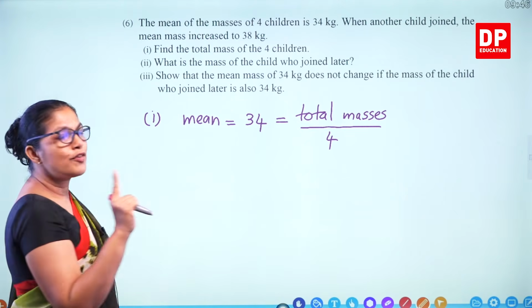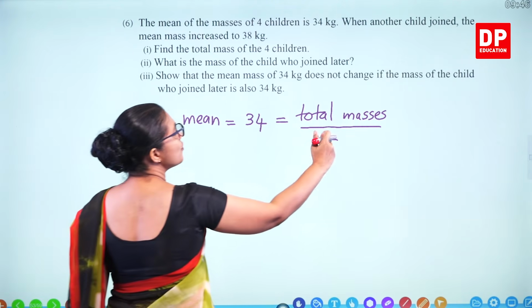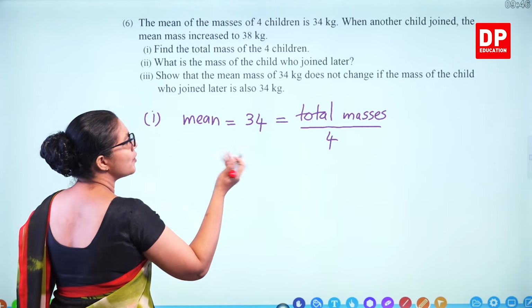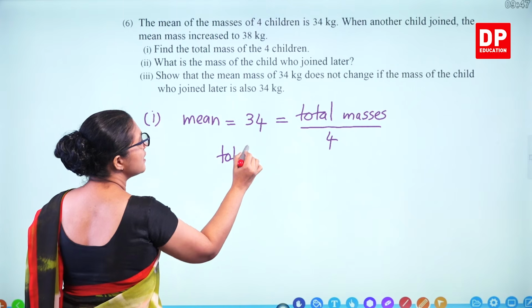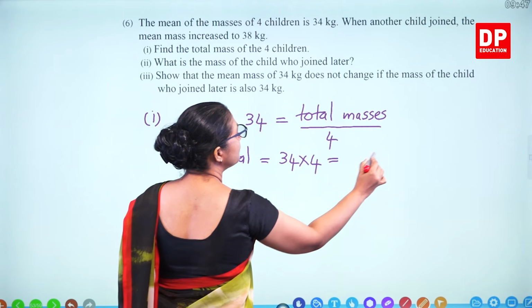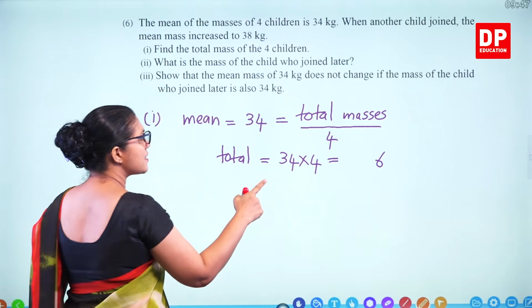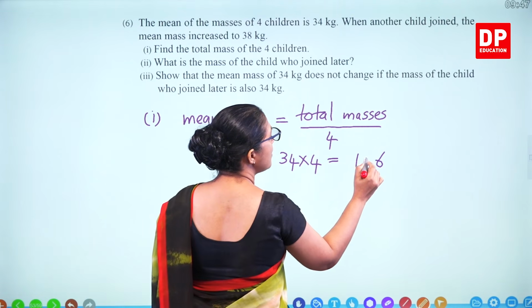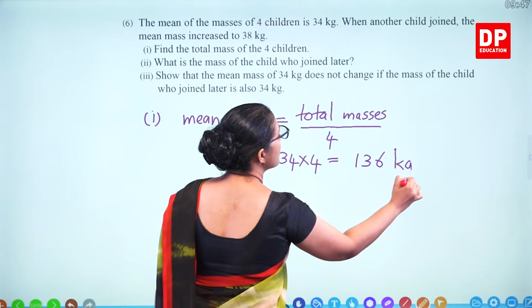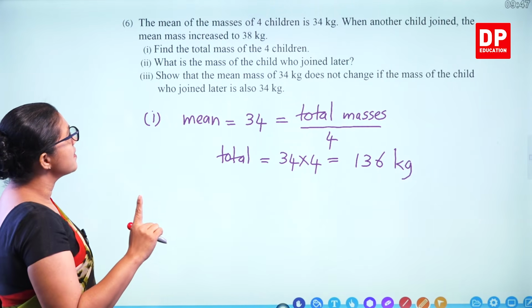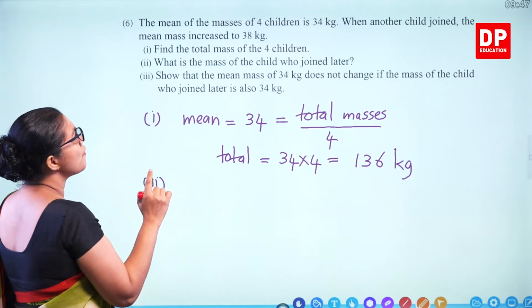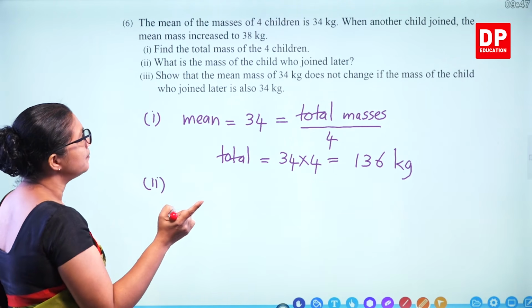So how do you find out the total mass? You multiply by 4. 34 times 4. 4 times 4, 16. 4 times 3, 12 plus 1, 13. So 136 kilograms is the total mass of 4 children. Then second part, what is the mass of the child who joined later?